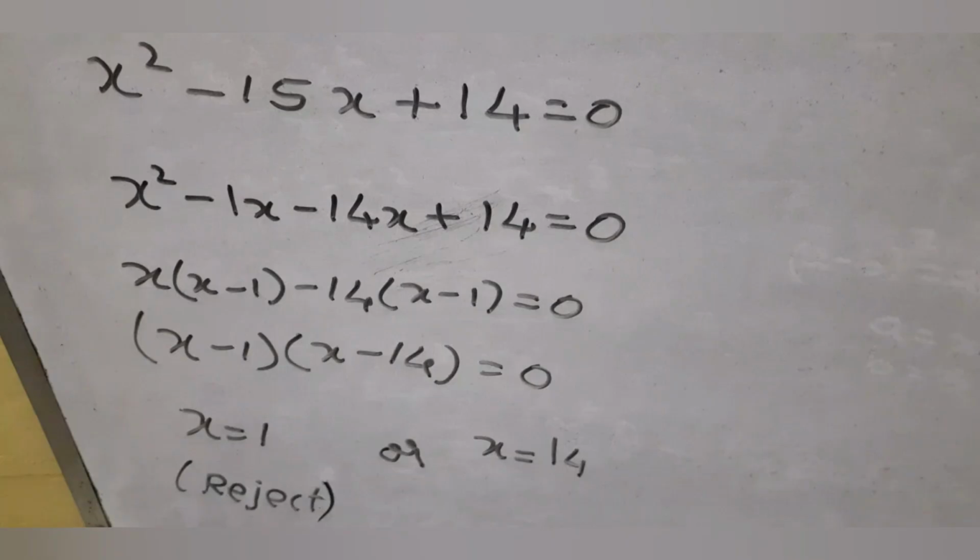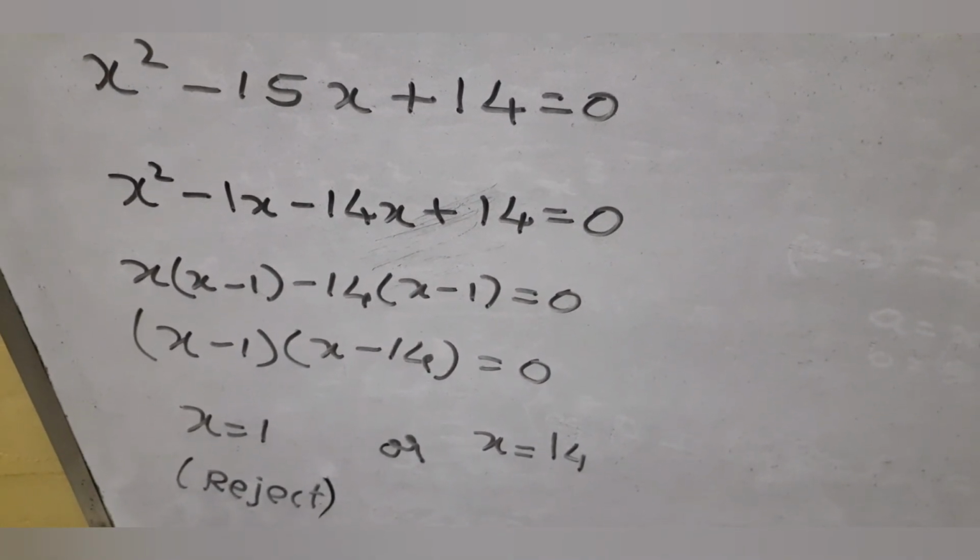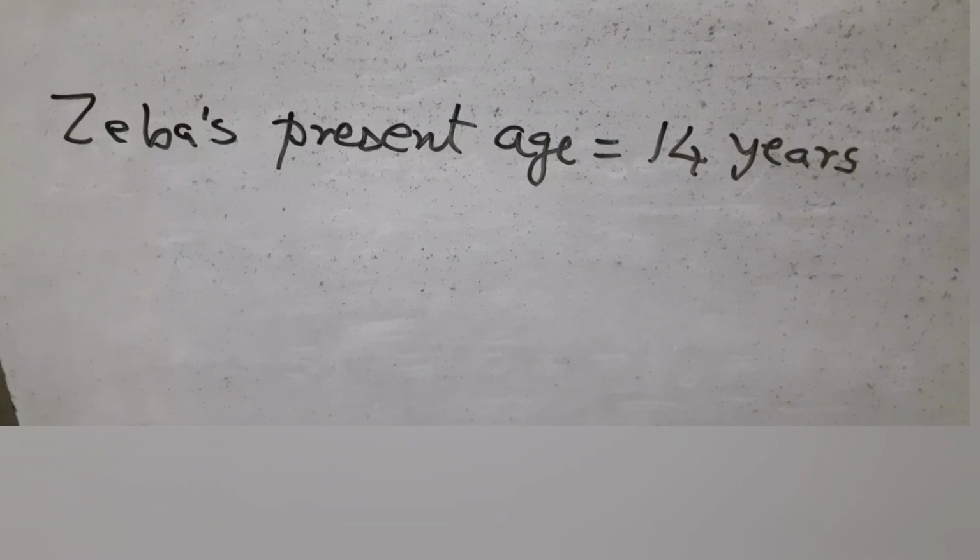Solving, we get x equal to 1 or x equal to 14. We reject x equal to 1 because x minus 5 would be minus 4, which is negative. So her present age is 14 years.